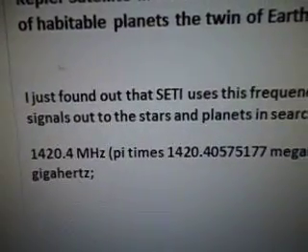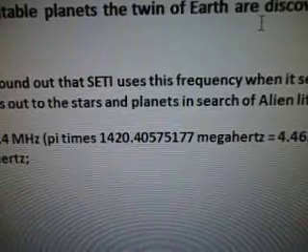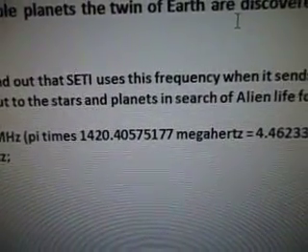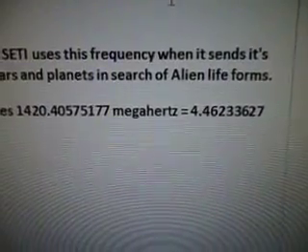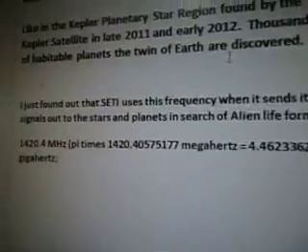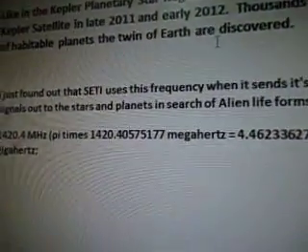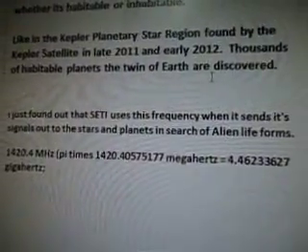So 1420.4 megahertz, pi times 1420.40575177 megahertz equals 4.46233627 gigahertz. So that's the frequency that you guys want to tune into if you're looking for alien signals, and I believe SETI has a thing where everybody can participate with that.